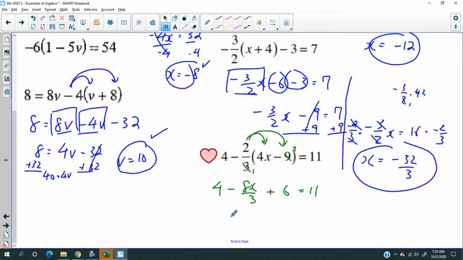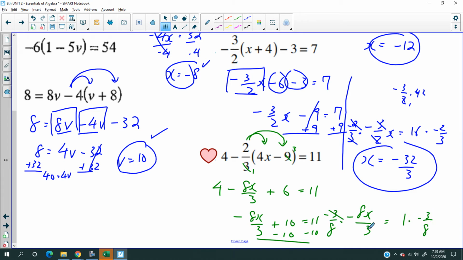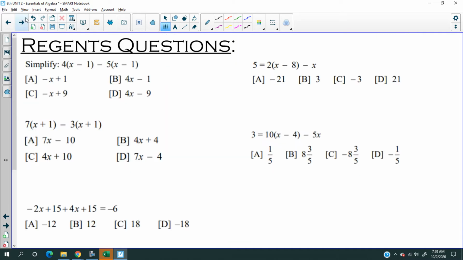I'm going to rewrite the whole thing first. Okay, negative 8x over 3 plus 10 equals 11. Subtract 10. That's negative 8x over 3 equals 1. Okay, oh, that makes this question easier. So I'm going to multiply both sides, right? Because we've got a fraction here. So we're going to multiply both sides by the reciprocal. Cancel, cancel, cancel, cancel. That's positive, so that's just positive x. And that's just negative 3/8. Okay? All right.